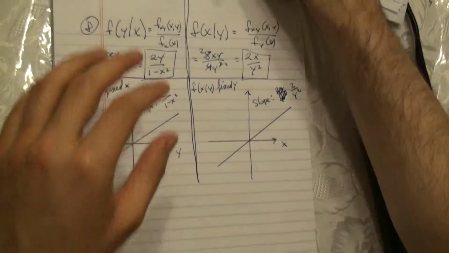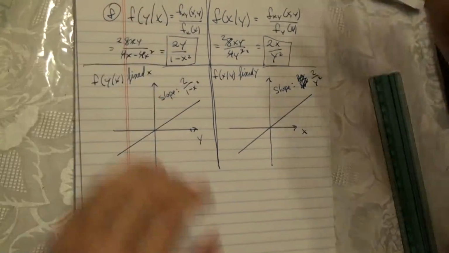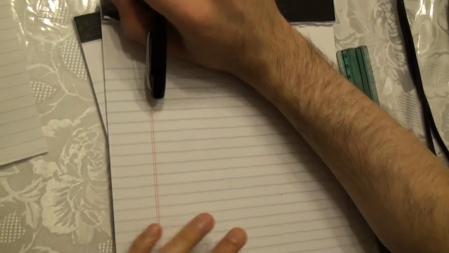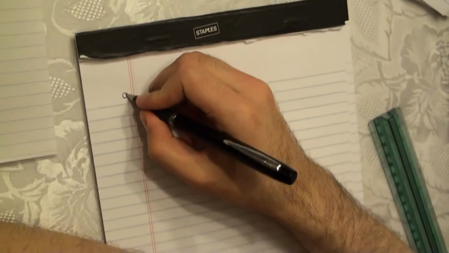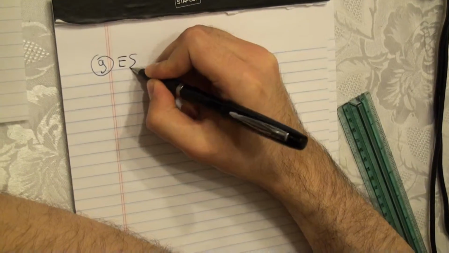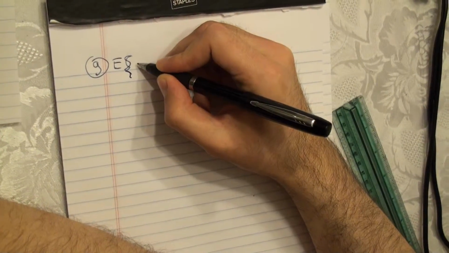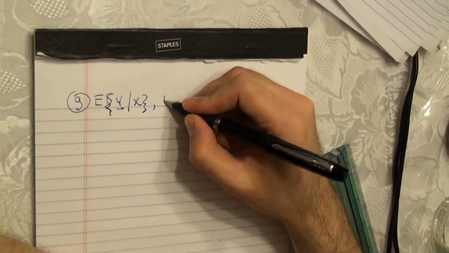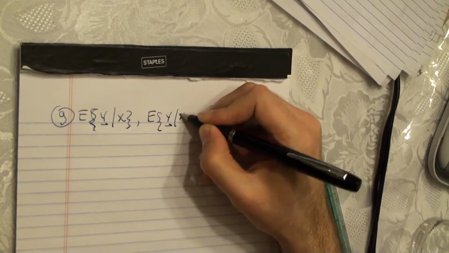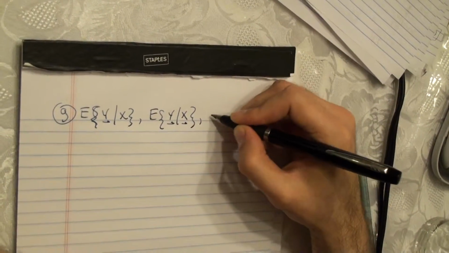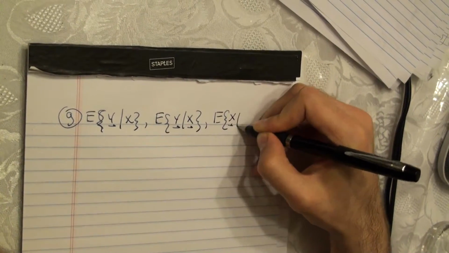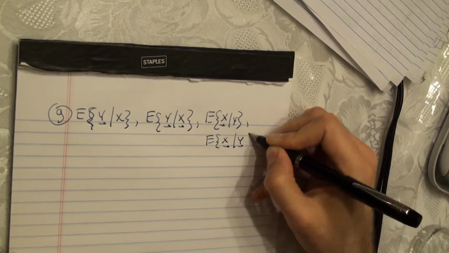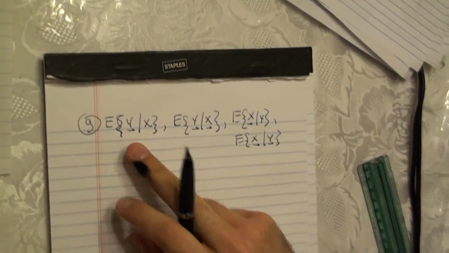So that completes part F. And now we have part G, the last part. Okay, so part G wants us to find a conditional expected value of y given x. They also want us to find the expected value of y given x as a random variable. Then they want us to find this and this. So let's start with this first guy over here.